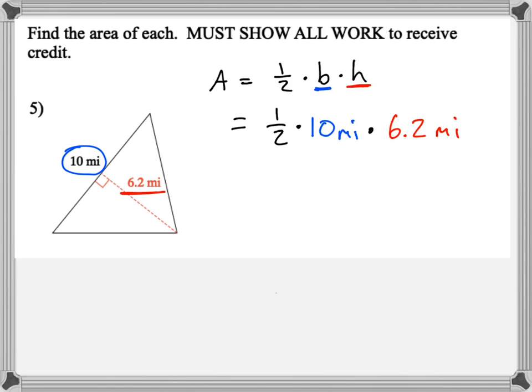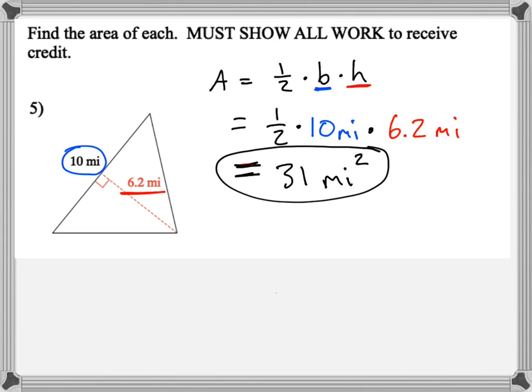Now we just have to use a calculator and multiply these out. When we multiply them out, we get 31 miles squared. Again, it's an area, so our unit of measure is always going to be squared. Let's look at another example.